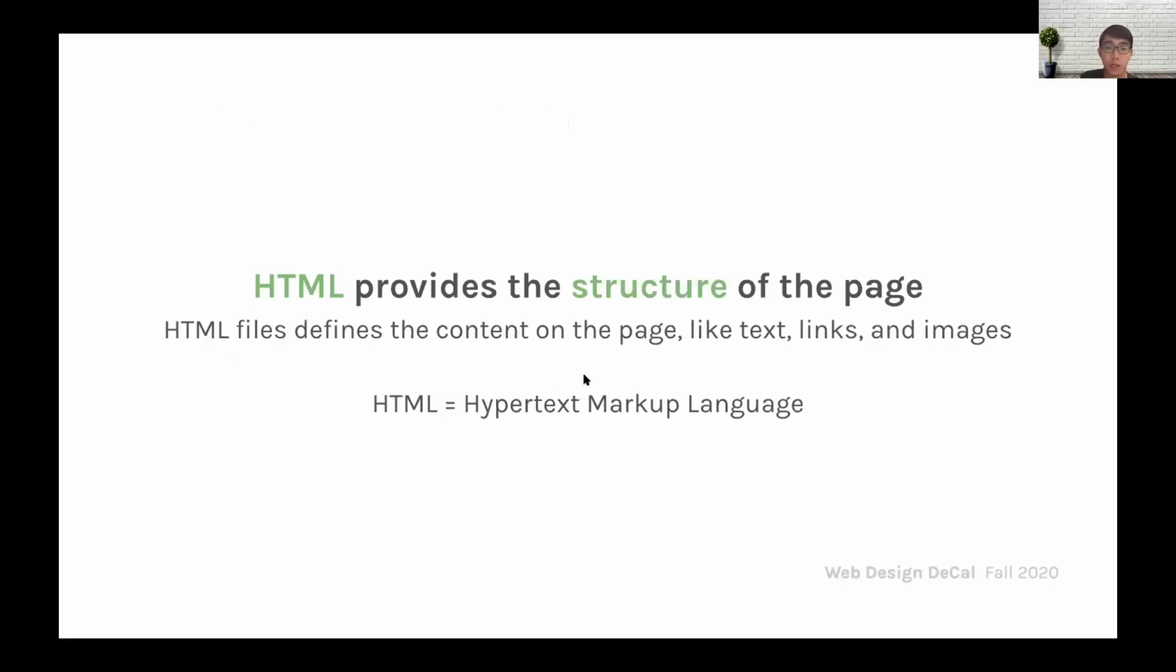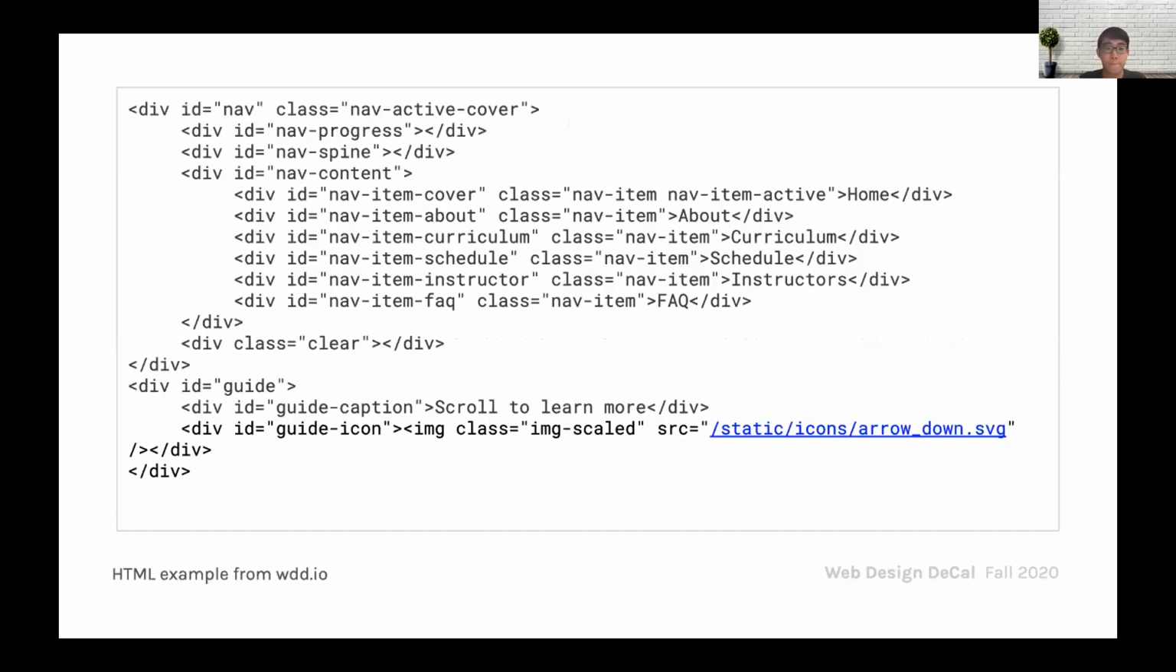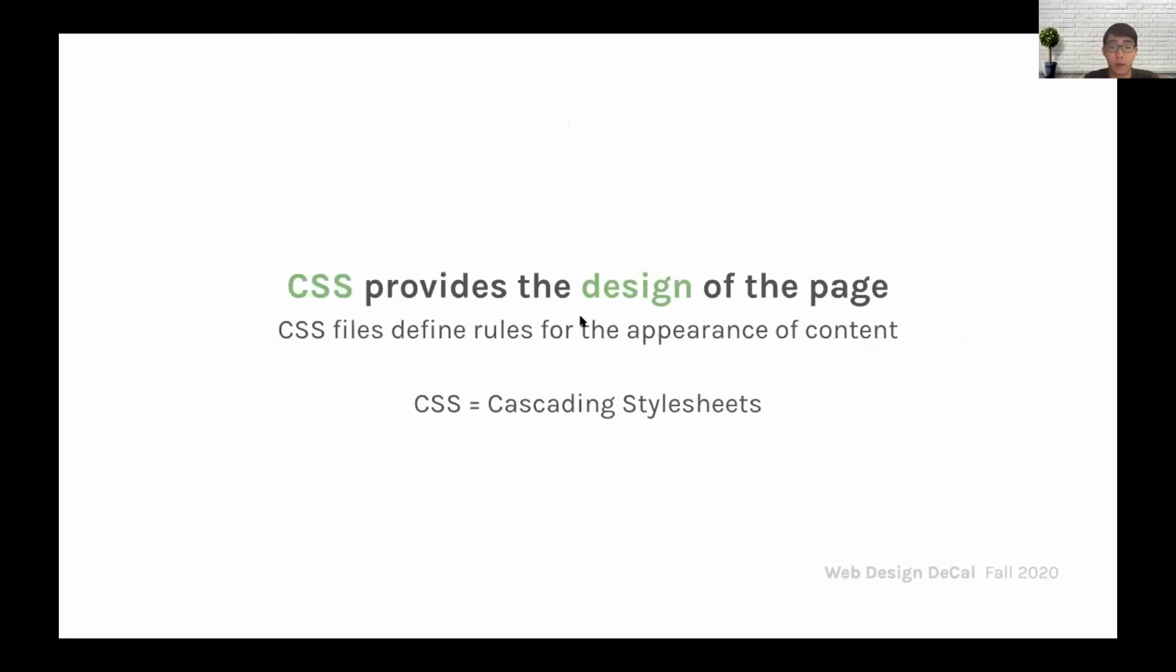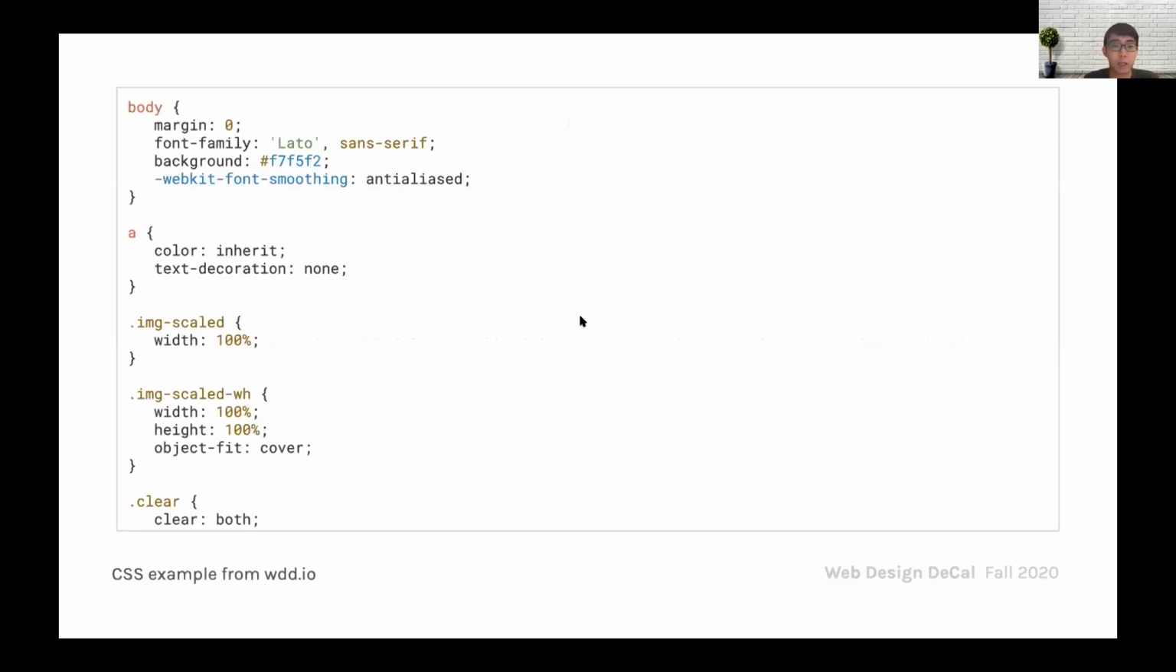As I mentioned, HTML provides the structure, and it defines the content: the text, the links, the images, basically everything you see on the page. It looks something like this. This is what the HTML looks like. I know it's a lot, but don't worry, we'll be covering what every line of this means in a little bit. And then this is basically what CSS looks like.